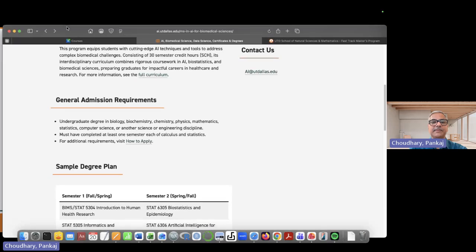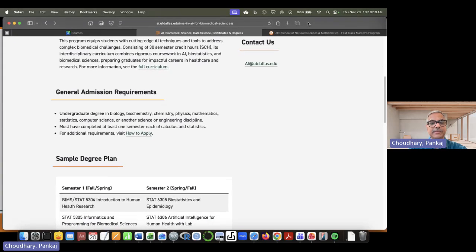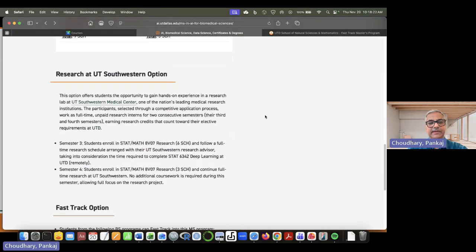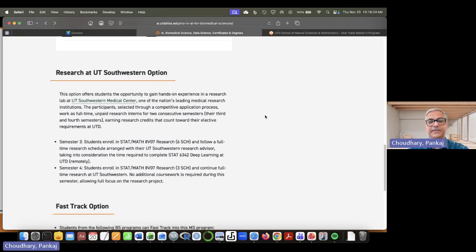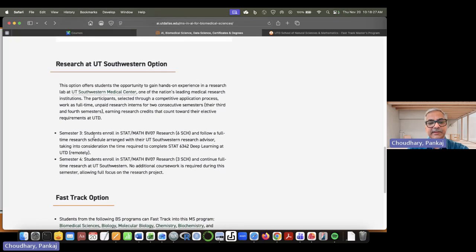So here is the program website. Now let's look at some details of this research at UT Southwestern option. So in semester number 3, students who are part of this program will enroll in this research course for 6 credits, and the responsibility will be to engage in full-time research at UT Southwestern in a lab. And what is considered full-time is going to be defined by what is typical of that lab.